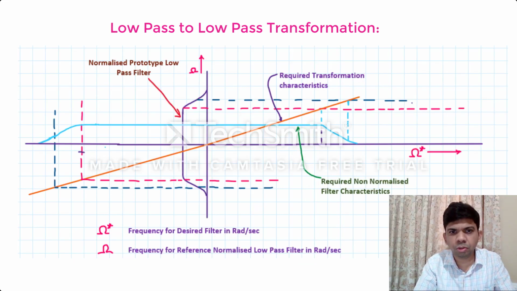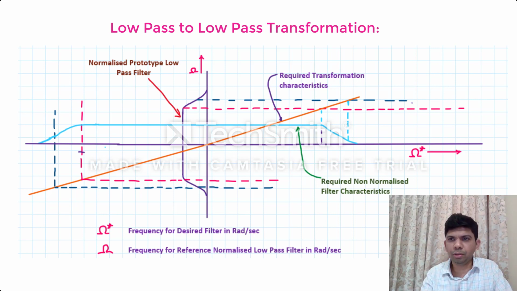So Foster gave us a total of 8 realizable characteristics, and for our required transformation we need to choose the suitable characteristics. The line in saffron color here in the figure shows you the required transformation for low pass to low pass transformation. It means when we need to transform the normalized prototype low pass filter to the low pass filter of required cutoff frequency.